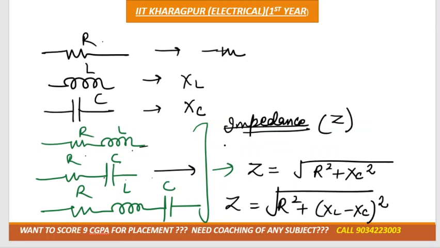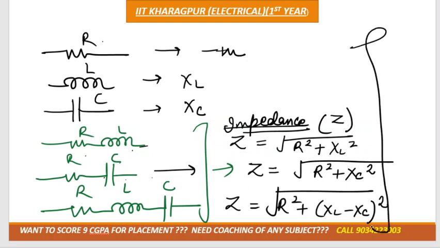Now again, for the R and L combination, Z is equal to root of R square plus XL square, since there is no capacitive reactance. So all are forms of impedance, and everyone has the same unit, that is ohm. Clear?